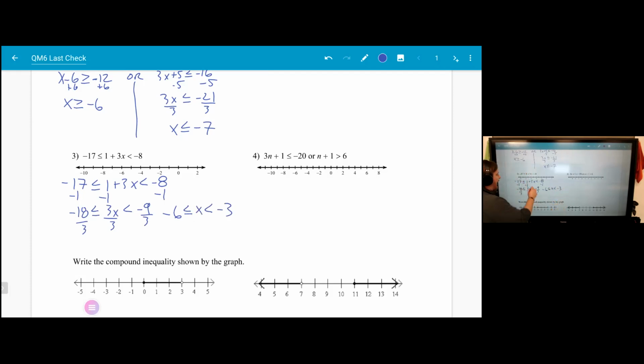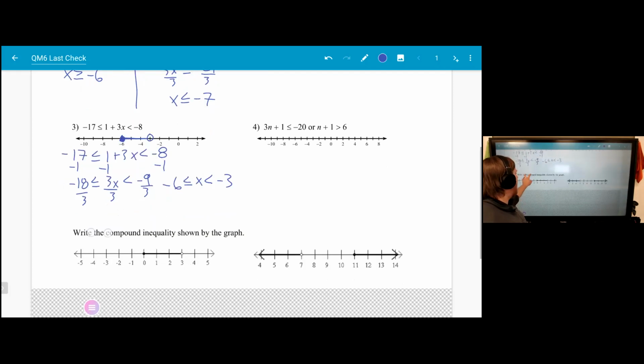So I'm going to come over here to negative 6, put a closed dot. I'm going to come over here to negative 3 and put an open dot, and ands go in between. This also says x is somewhere between negative 6 and negative 3. It could be negative 6, couldn't be exactly negative 3 though. There we go. Let's go ahead and look at the next one.